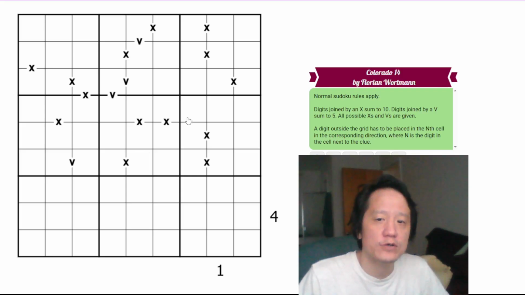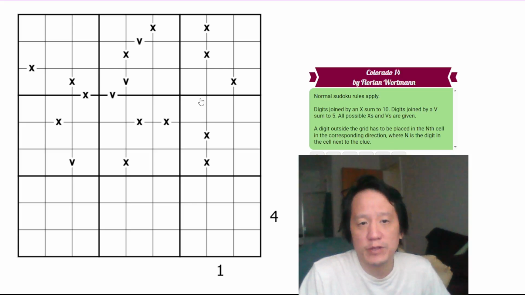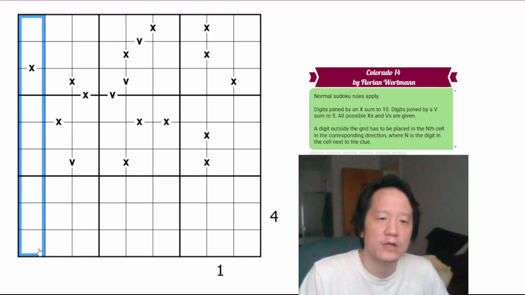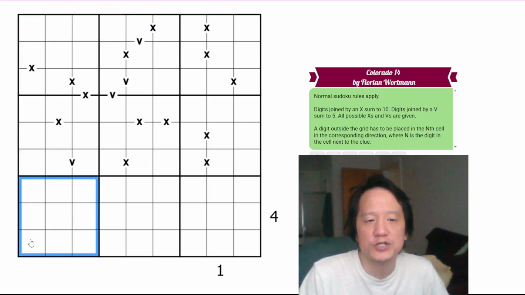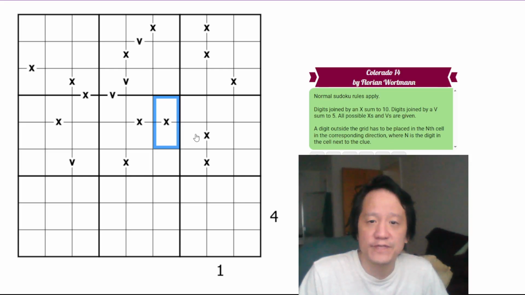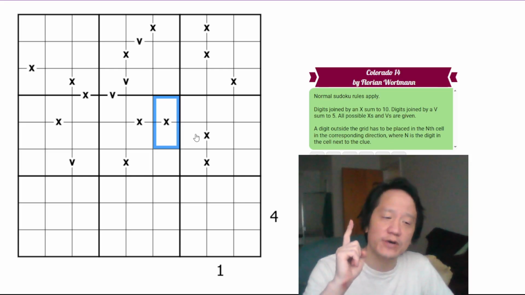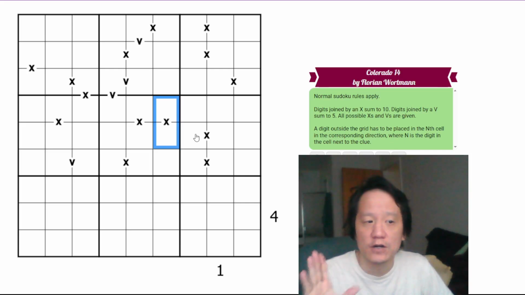Normal Sudoku rules apply, which means in every cell in the grid, place a single digit from 1 through 9 such that there are no repeats in any row, column, or designated 9-cell region. That is a box in this case. Digits joined by an X sum to 10. Digits joined by a V sum to 5. And all possible X's and V's are given.